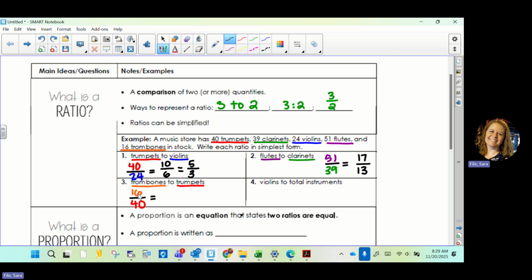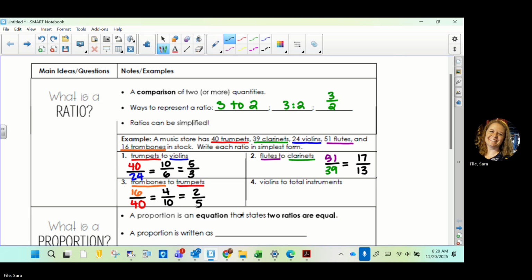4. Yeah, 4 will go into both of these. So if I reduce by 4, that would be 4 over 10. Can I do 4 over 10 further? I can divide both of those by 2. That would be 2 over 5.